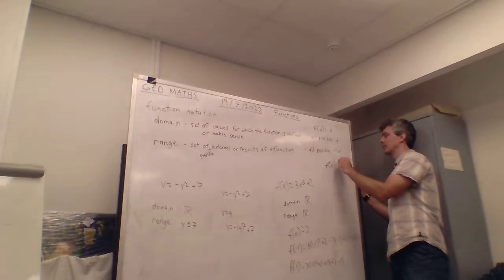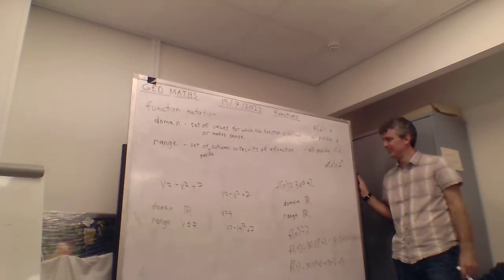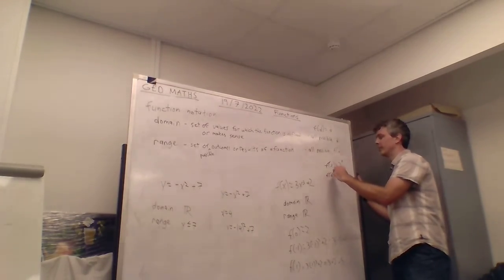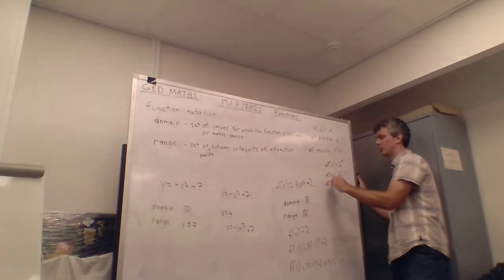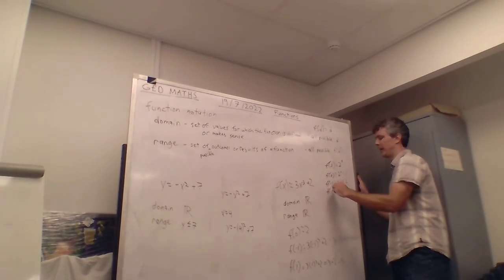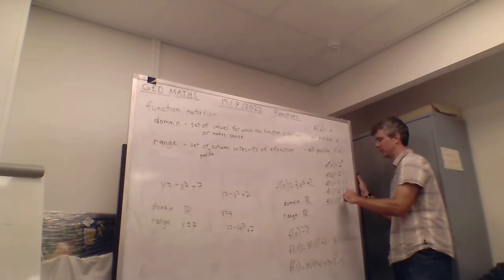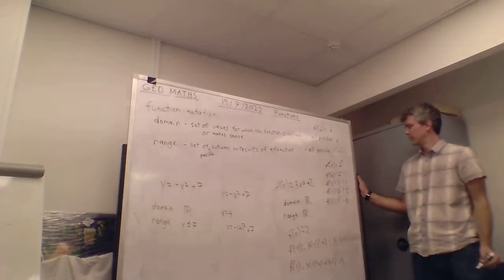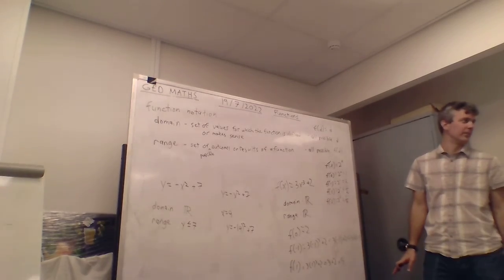But say we have f of x equals 2 to the power of x. Then function of 0 is 2 to the power of 0, which equals 1. Function of 1 equals 2 to the power of 1, which equals 2. Function of minus 1 equals 2 to the power of minus 1, which equals 1 over 2. Function of minus 2 equals 2 to the power of minus 2, which equals 1 over 4. So it looks like it's going to go up and down, but it's never going to be less than 0.